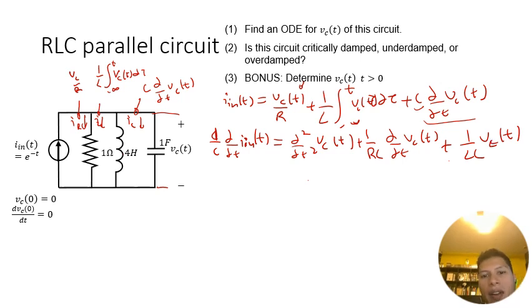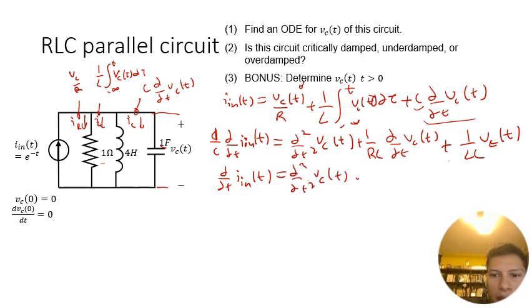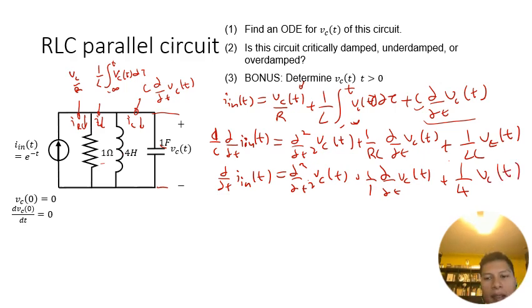Okay, so now we found our differential equation. I'm going to plug in the parameters. So we have 1, 1, and 4. So we have d/dt of I_in(t) equals d/dt squared of Vc(t) plus 1 over 1 d/dt of Vc(t) plus 1 over 4 Vc(t). So I just plugged in 4 for L, and for R and C I plugged in 1.